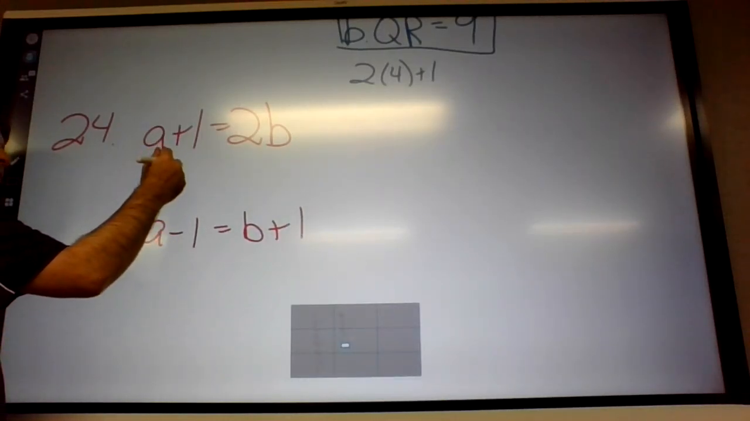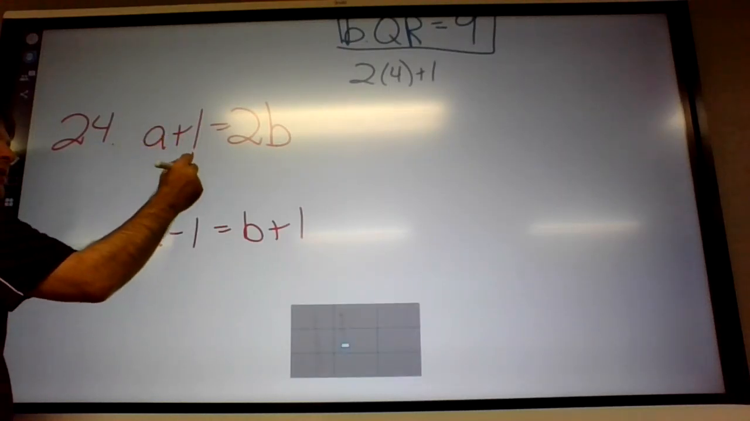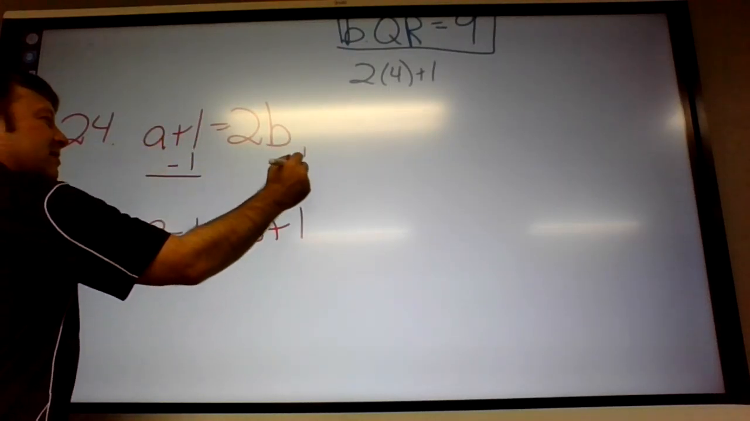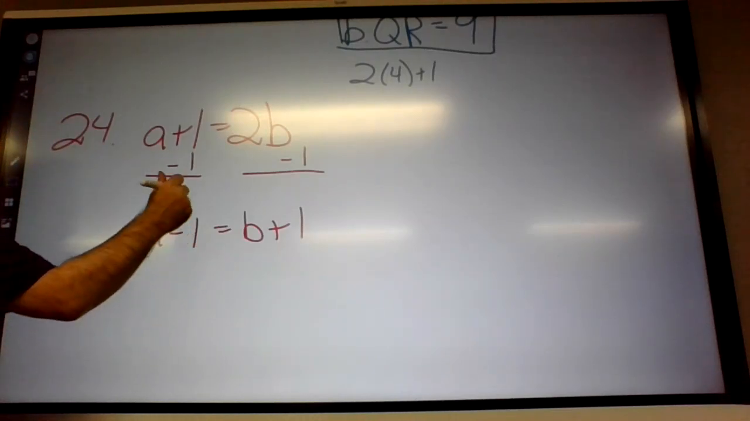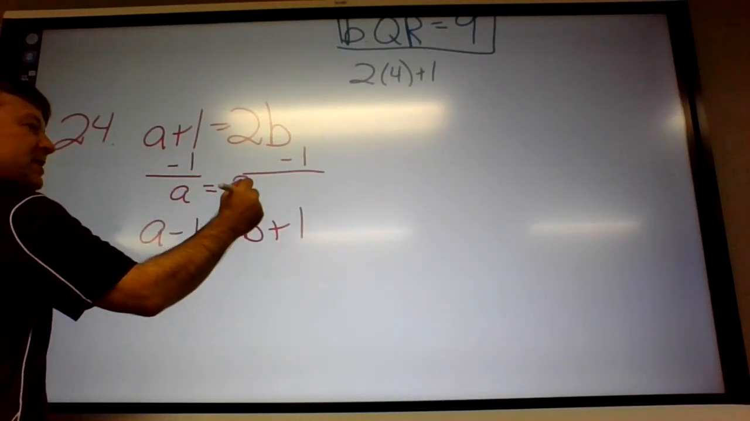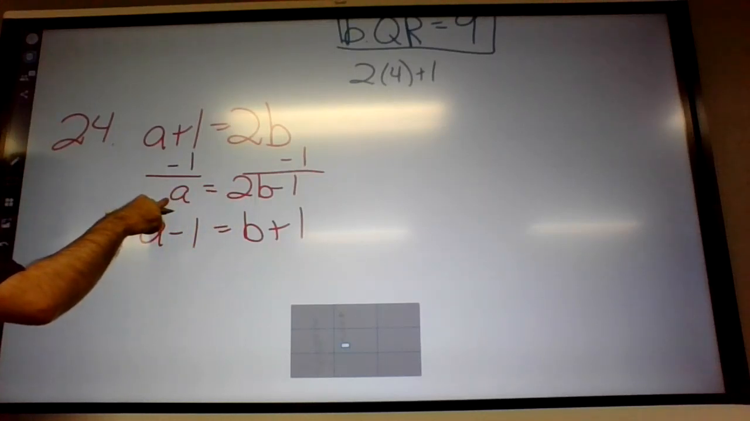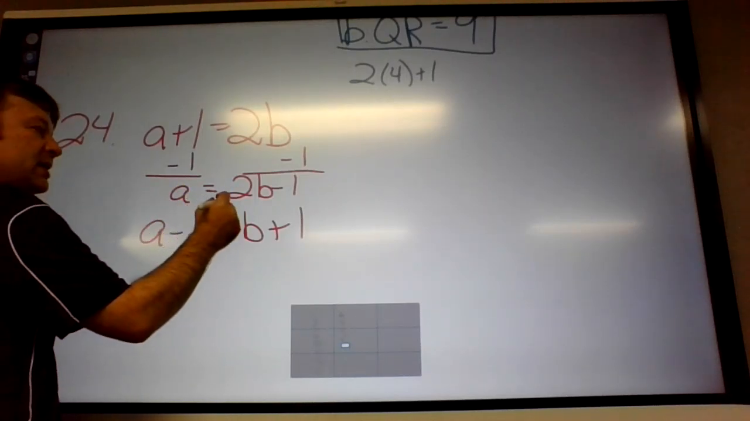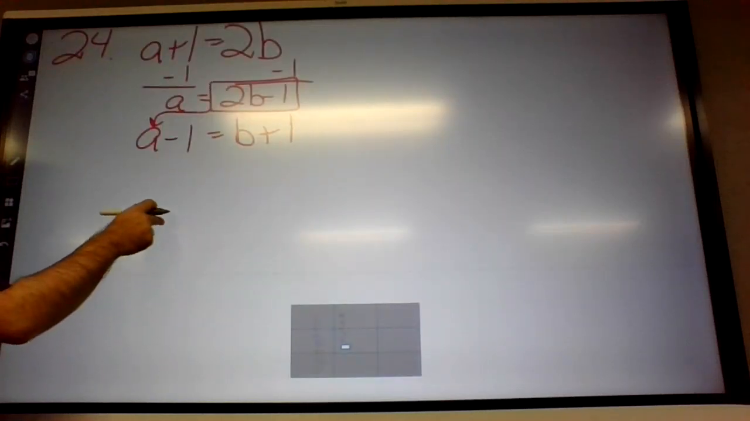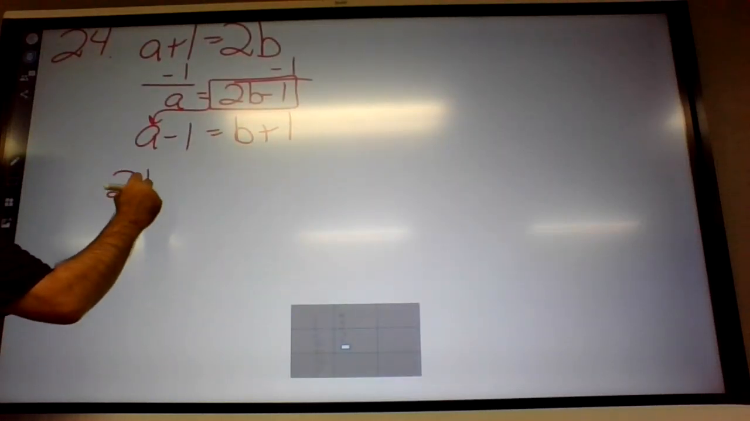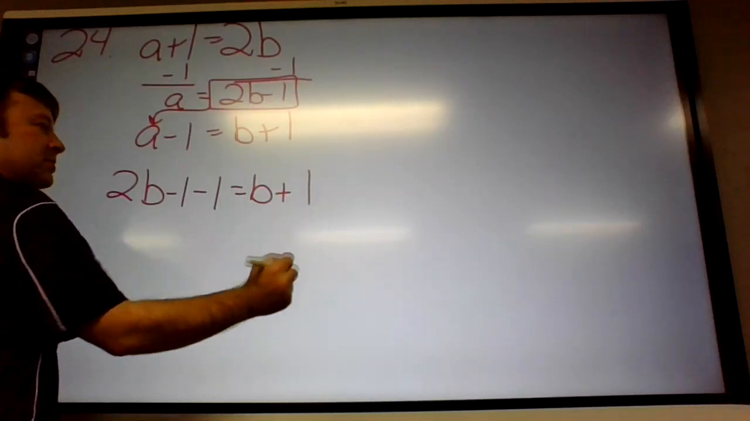Brooke's algebra preference is coming through here. She said minus 1. Why would we do that here? To make a by itself, because then we have something that we can substitute a for. a equals 2b minus 1, so I can switch the a in the second equation with 2b minus 1.